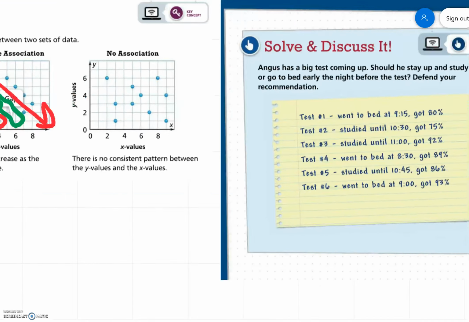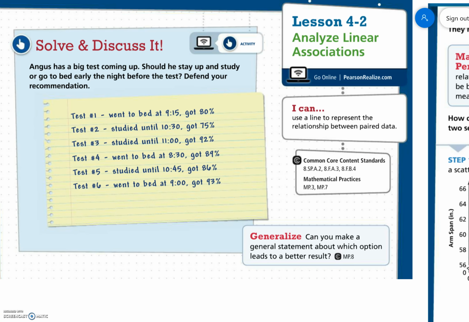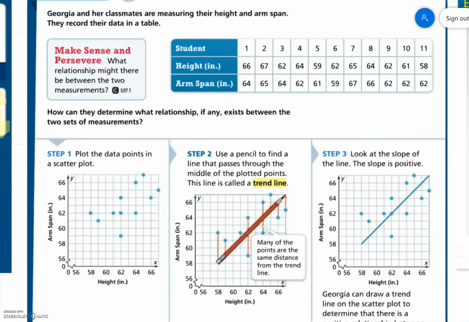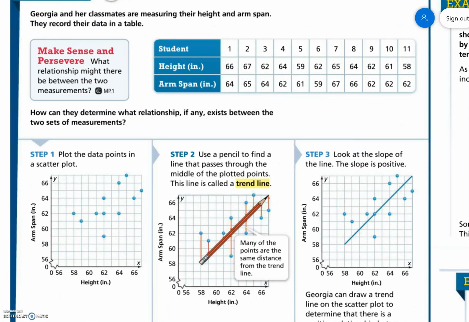So now skip ahead to lesson 4.2. Analyze linear associations. By the end of lesson 4.2, I would like you to be able to say, I can use a line to represent the relationship between paired data. So again, we're going to skip this page, go right to the next page. Example 1. Georgia and her classmates are measuring their height and arm span. They record the data in the table. How can they determine what relationship, if any, exists between the two sets of measurement?